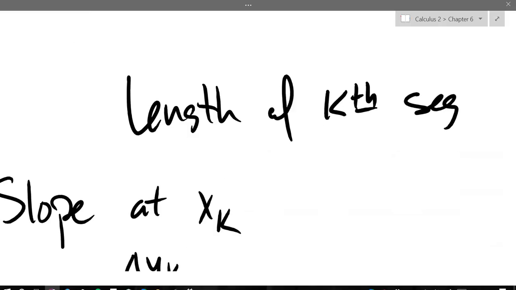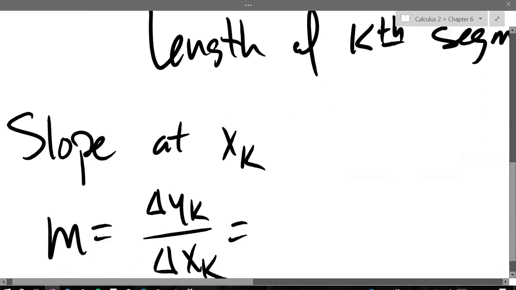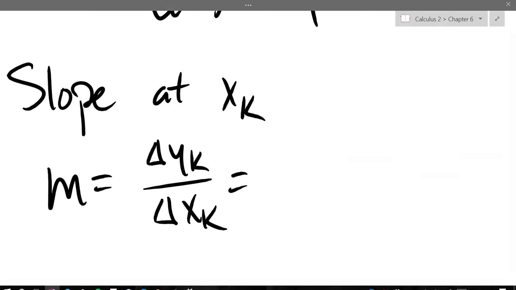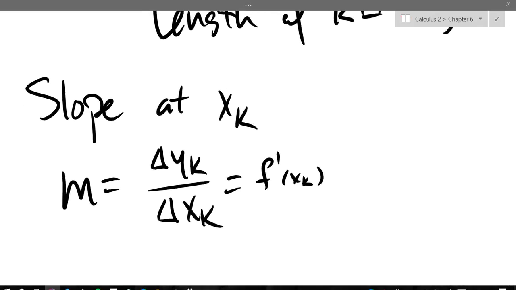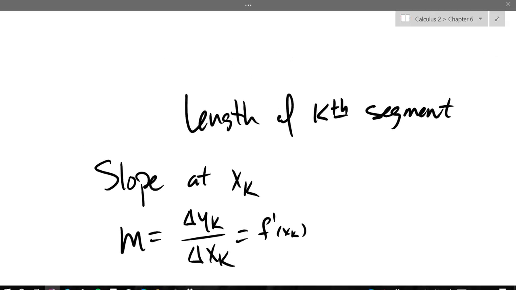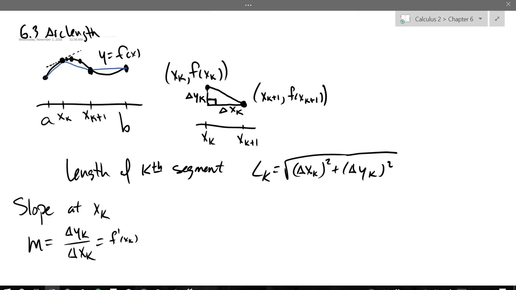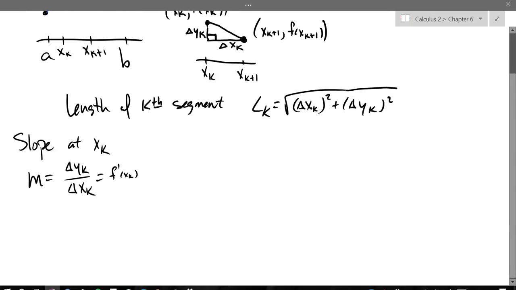So our slope at xk right here, if I use calculus, is going to be f prime of xk. That's the slope of the curve at that x value. So this gets into just calculus one concepts. What is slope? It's basically the derivative evaluated at the point. So that gives me the slope of that tangent line, which is pretty close to delta yk over delta xk.